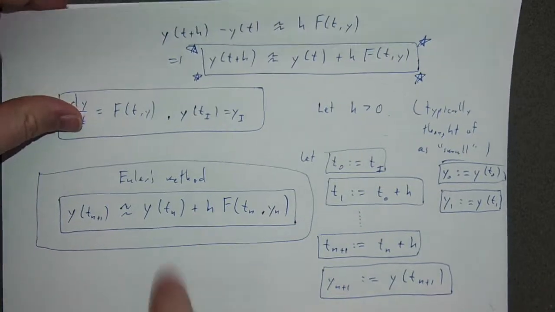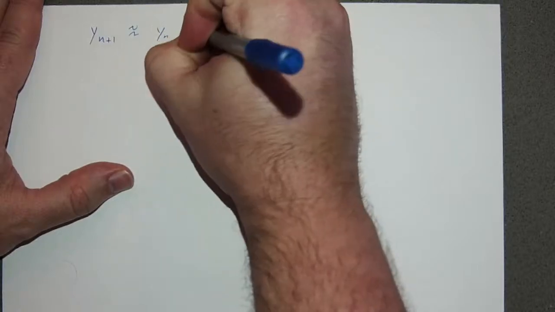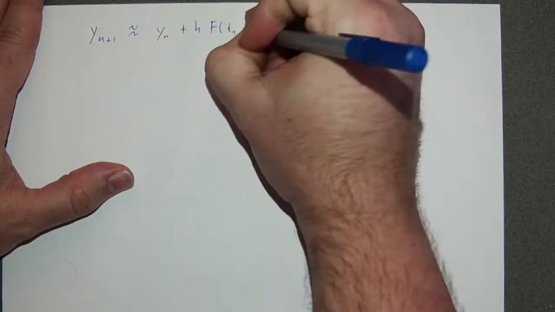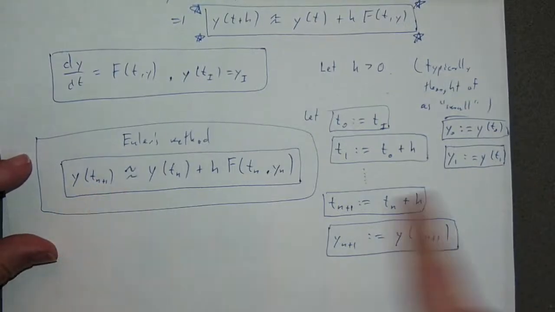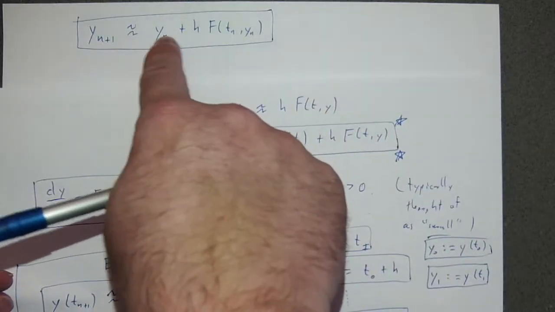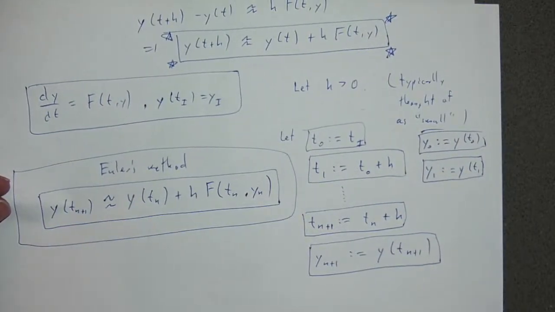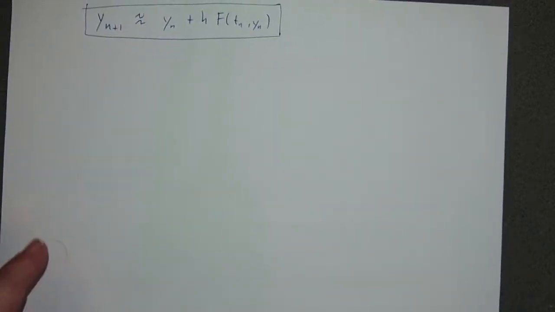All right, so I'm going to rewrite Euler's method at the top of the next page. Euler's method, here it is. Rewritten in a shorter way, this is y sub n plus 1 is approximately equal to y sub n plus h times big F of t sub n, y sub n. This is the shorthand way of writing it. Let's just remind ourselves here: y of t sub n plus 1 is defined to be y sub n plus 1, just like y sub n is defined to be y of t sub n. And then the rest is obvious. Okay, so here's Euler's method.